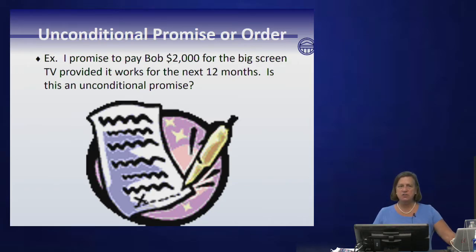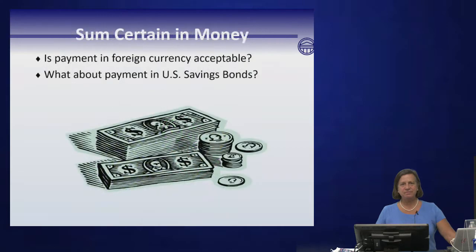Are these unconditional? Is this an unconditional promise? I promise to pay Bob $2,000 for the big screen TV, provided it works for the next 12 months. Is this an unconditional promise? And the answer, of course, is no. A writing in some permanent movable form signed by the appropriate party containing an unconditional promise or an unconditional order to pay a sum certain in money.